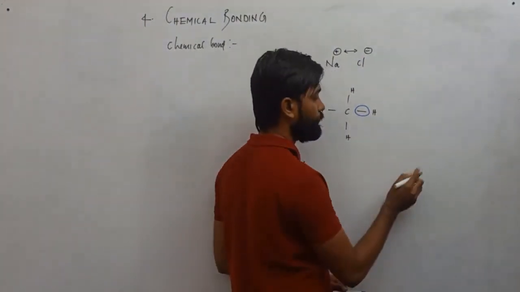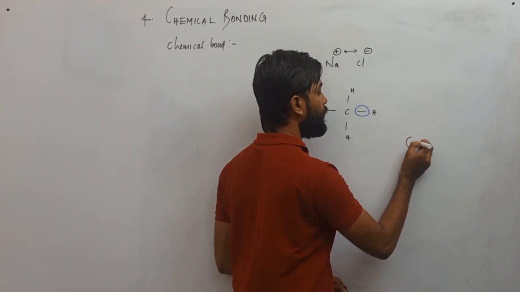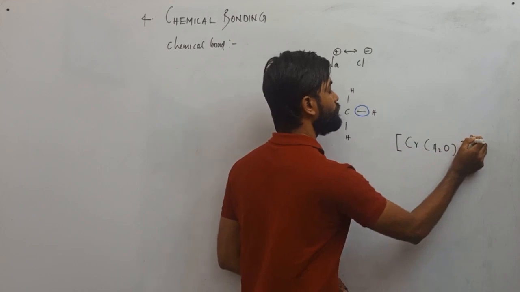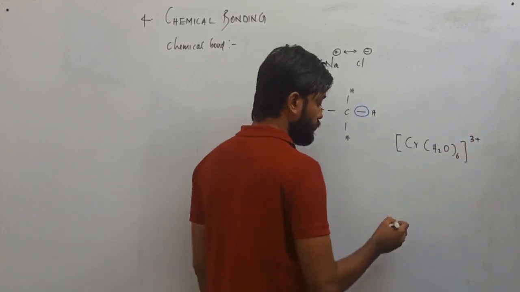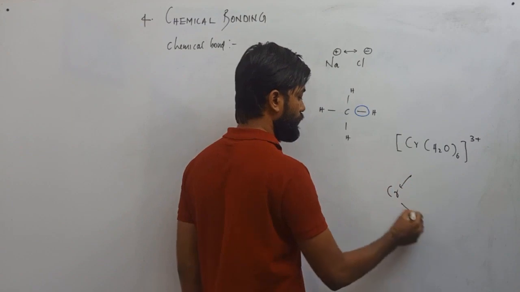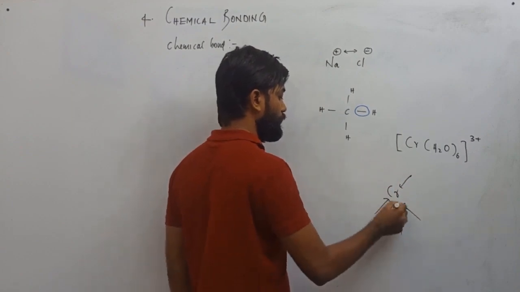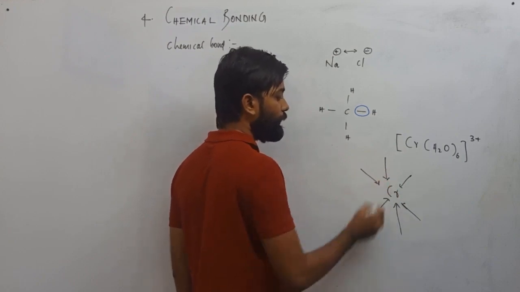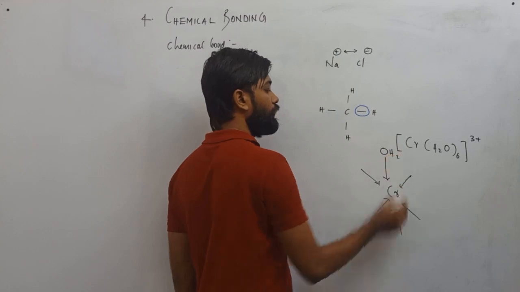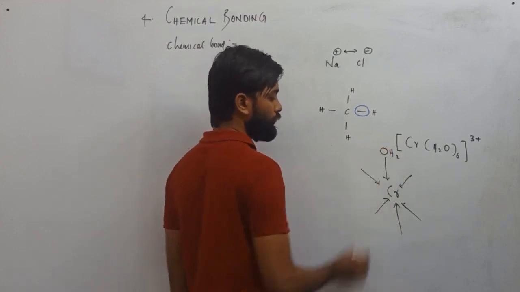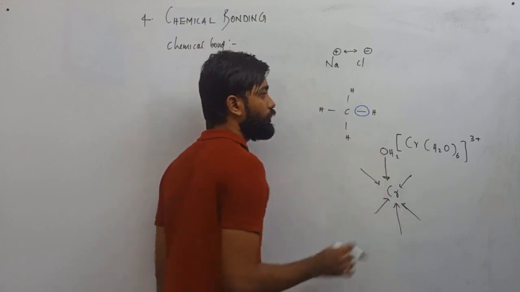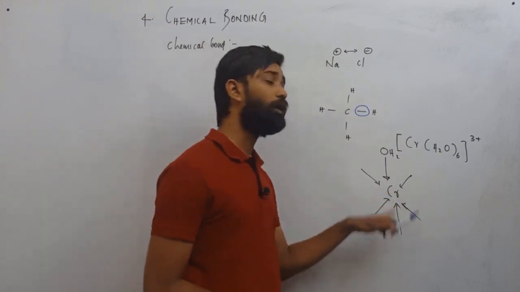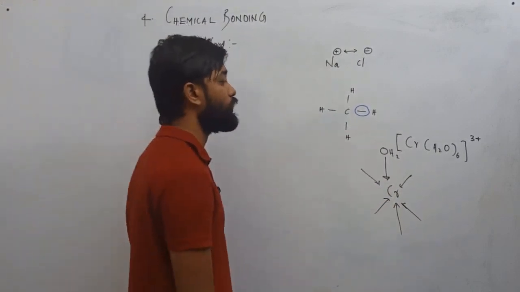Ready? If I have a complex [Cr(H2O)6]3+, the chromium is surrounded by 6 H2O molecules in a particular geometrical fashion, say octahedral, whatever it may be. Here, the water molecule is held around the chromium by means of a force of attraction. That force of attraction is said to be a coordinate bond.